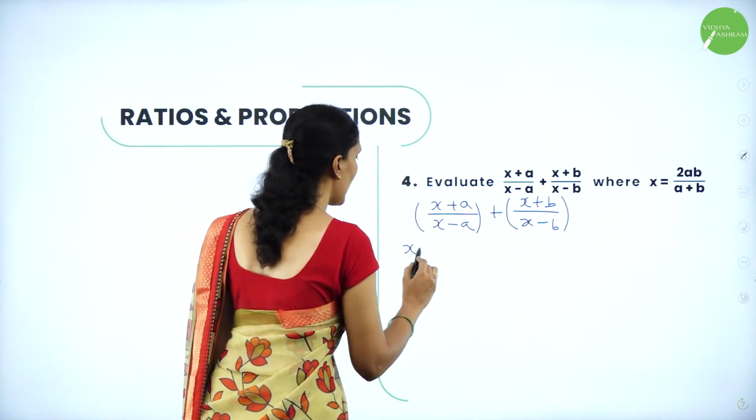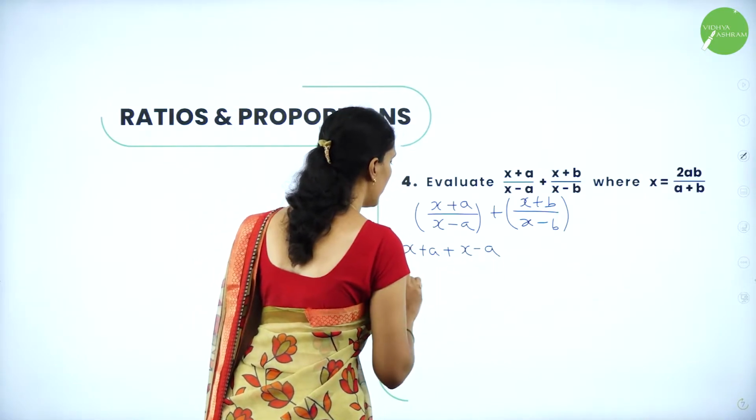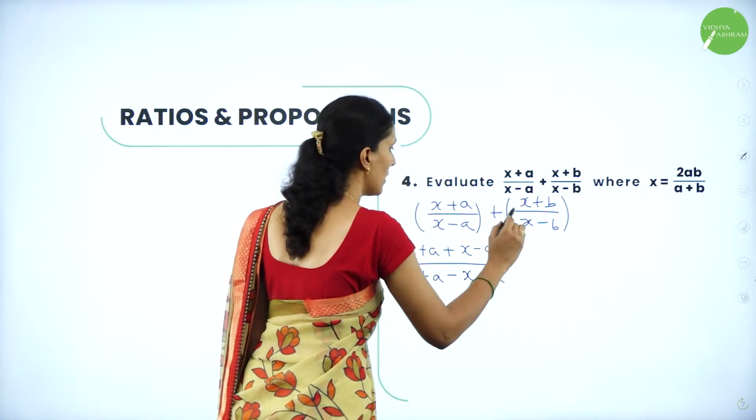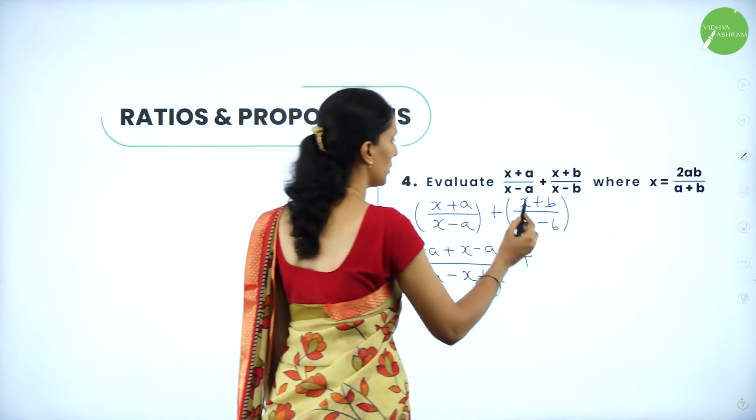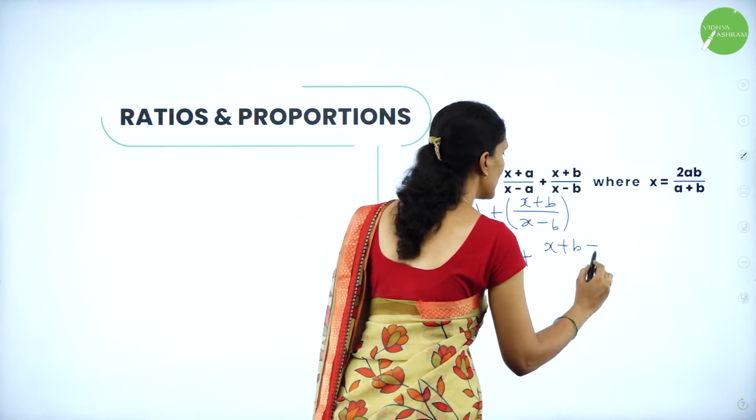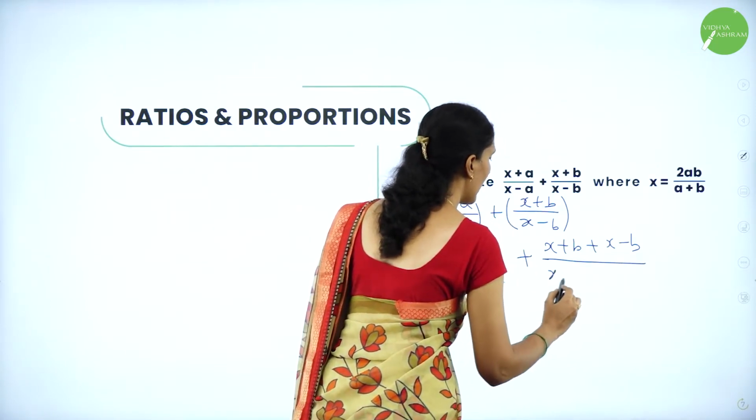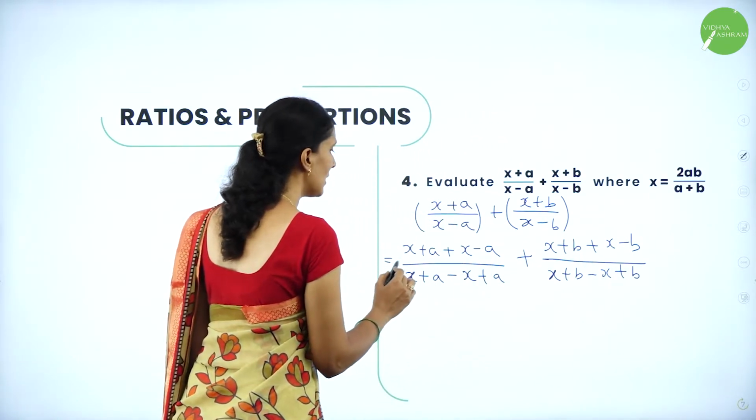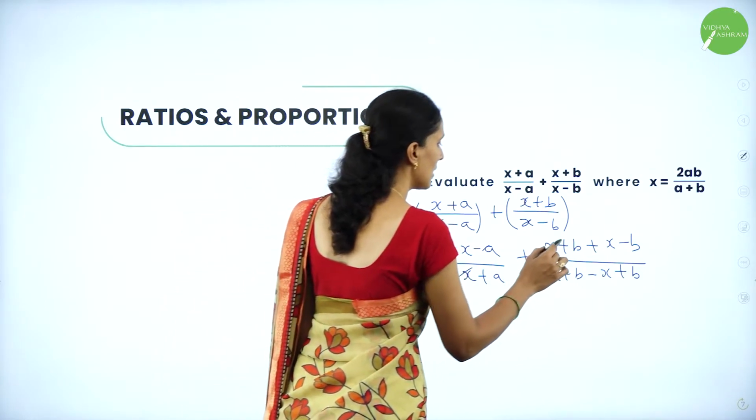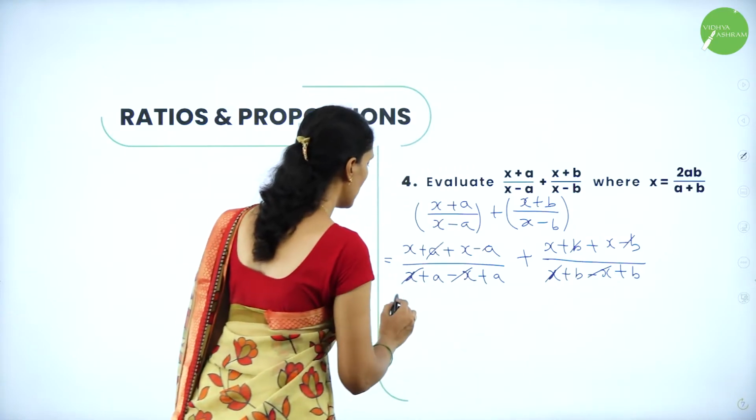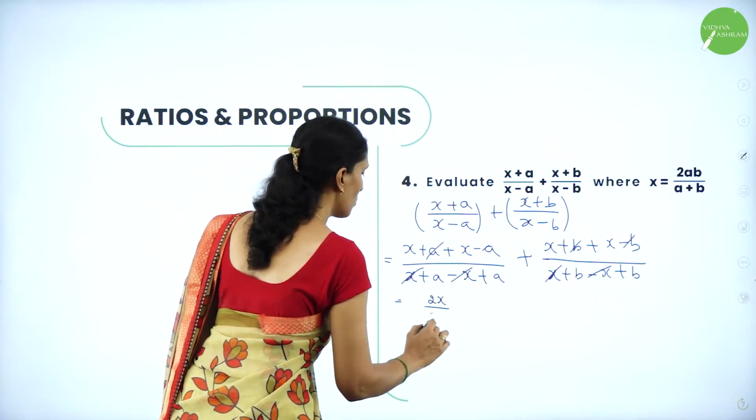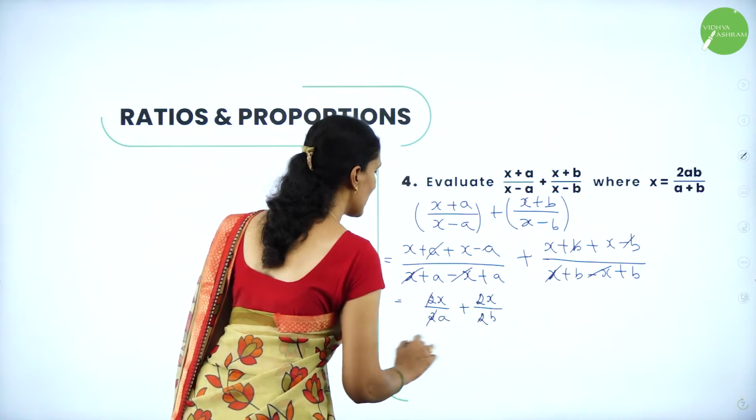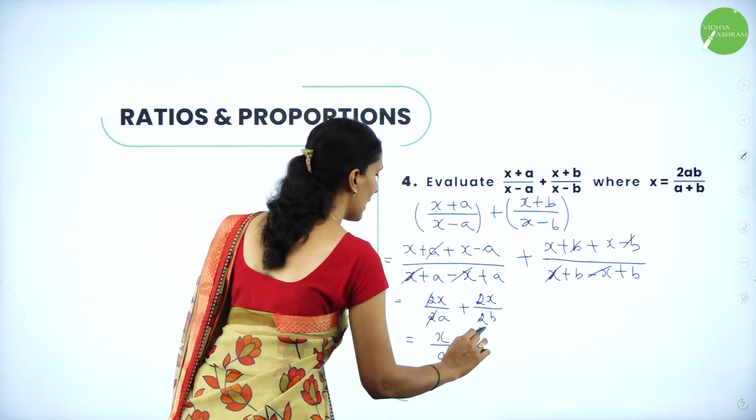Take the componendo and dividendo for both ratios. So, for this it is (x plus a plus x minus a) divided by (x plus a minus x plus a). Similarly, for this, (x plus b plus x minus b) whole divided by (x plus b minus x plus b). You can see here a minus a plus x minus x, b minus b plus x minus x cancels. So, here you will get 2x by 2a and here you will get 2x by 2b. Again 2 cancels, you will get x by a plus x by b.